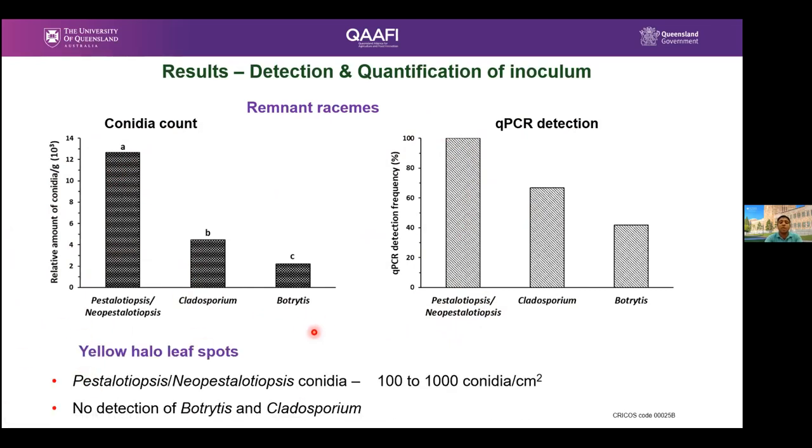From the yellow halo leaf spots, only the Pestalotiopsis and Neopestalotiopsis conidia were detected, which ranged from 100 to 1000 conidia per centimeter squared. No Botrytis or Cladosporium conidia were detected by the qPCR from yellow halo leaf spots.